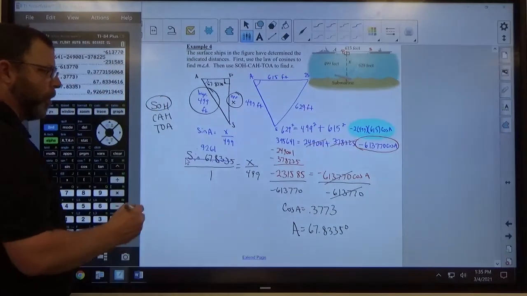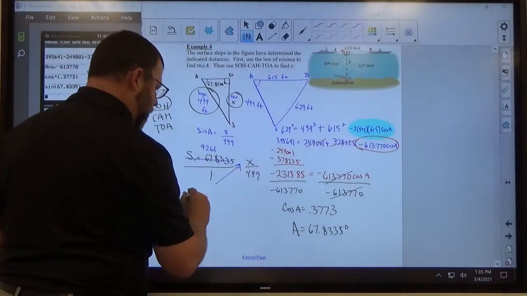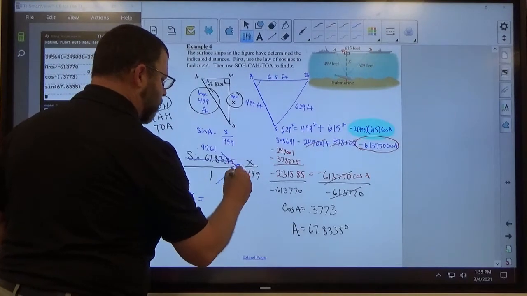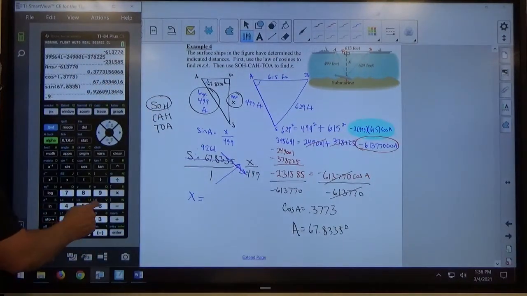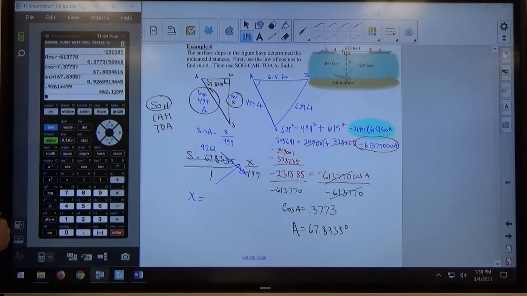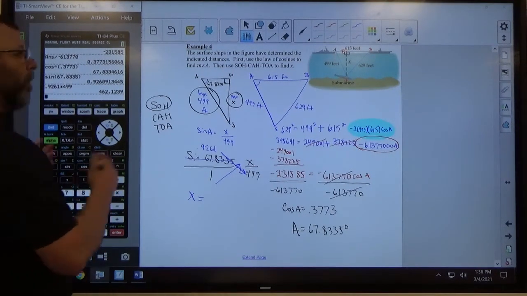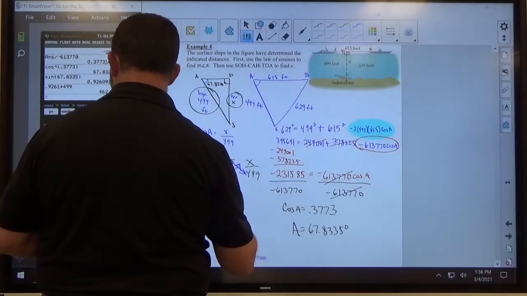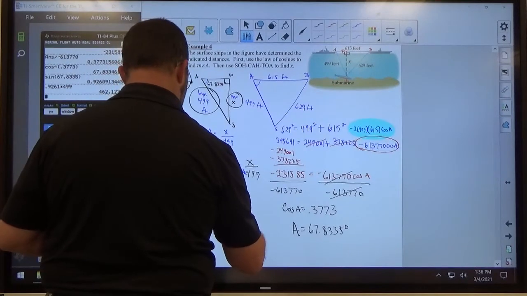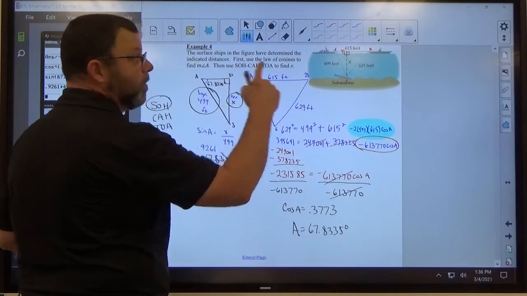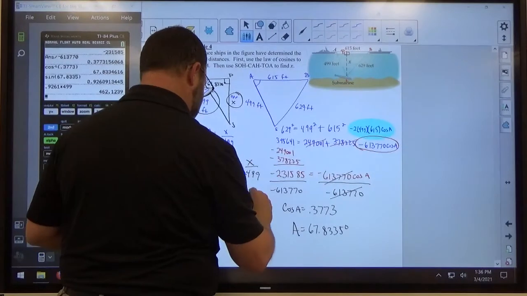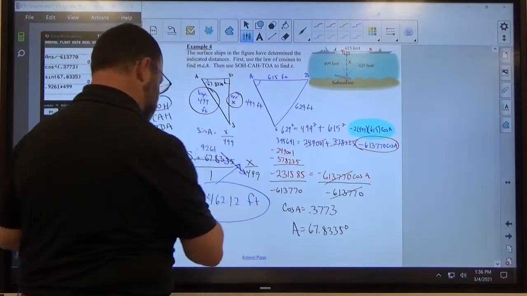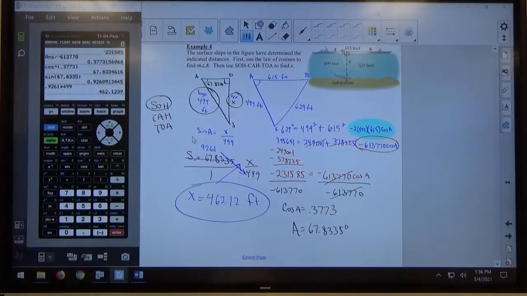So now if I cross multiply, this product, x, equals that product, whatever it is, 0.9261 times 499, 462.1239. So if I go a couple decimal places, 462.12 feet. And I know it's feet because everything else is feet, right? Feet, feet, feet, so this is feet. And that'd be my final answer to the problem.